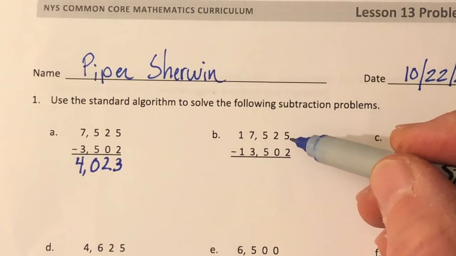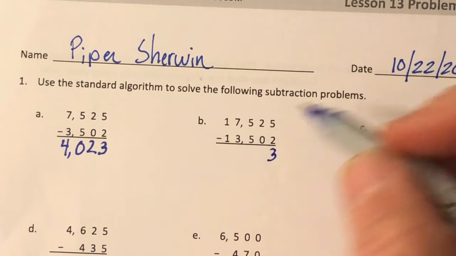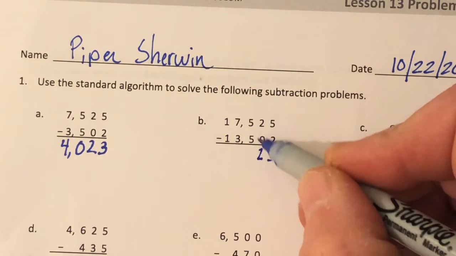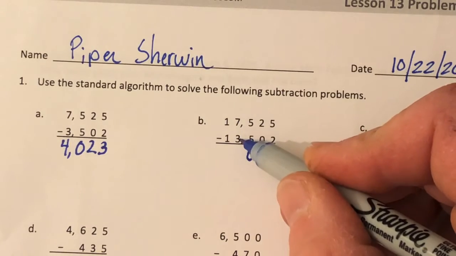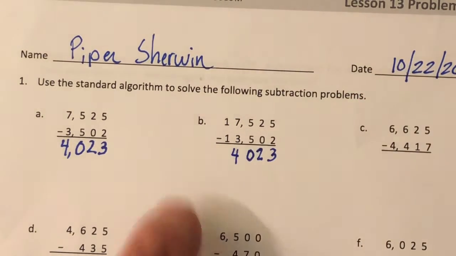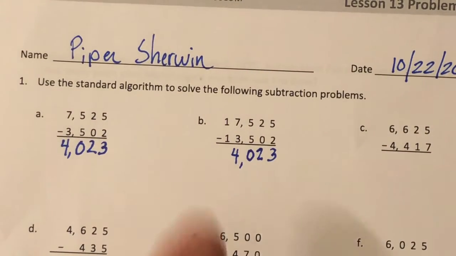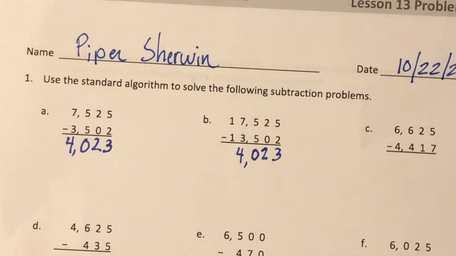Start with the ones place. 5 minus 2, that's 3. 2 minus 0, well, that's 2. 5 minus 5 is 0. 7 minus 3 is 4. 1 minus 1 is 0. Now, I typically don't write a 0 in there because when I write 4,023, I don't write it 0, 4,023, okay? So that last place value, I just leave blank because 0 is nothing, okay?